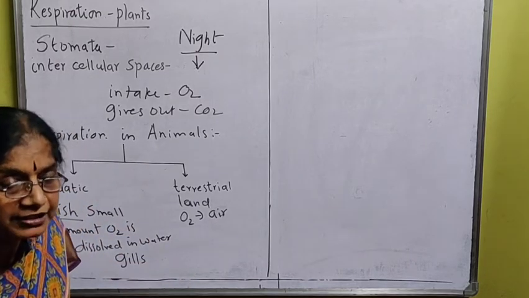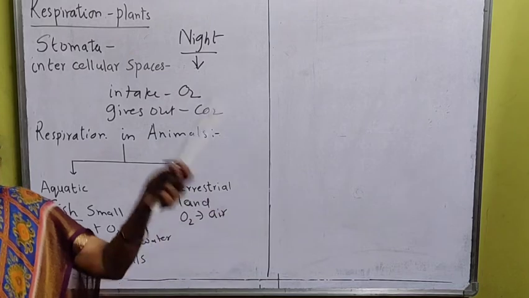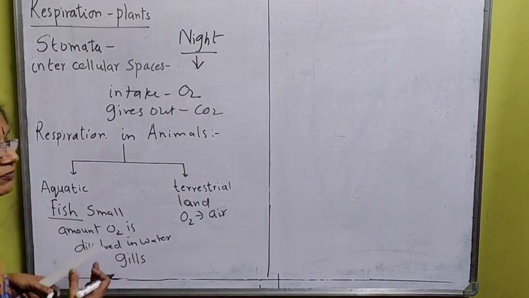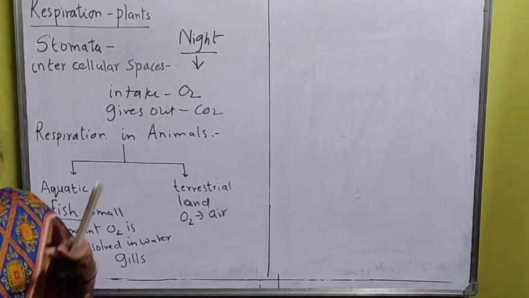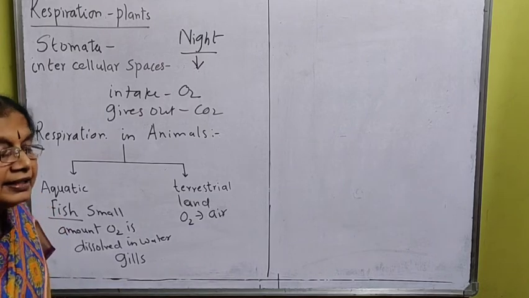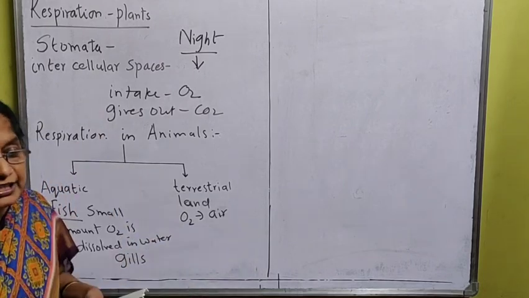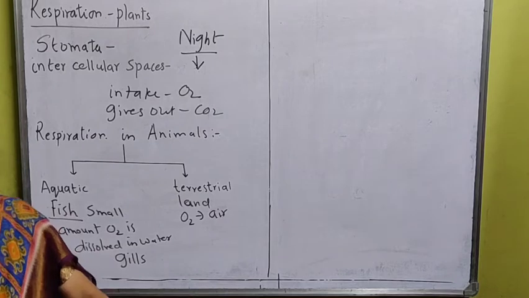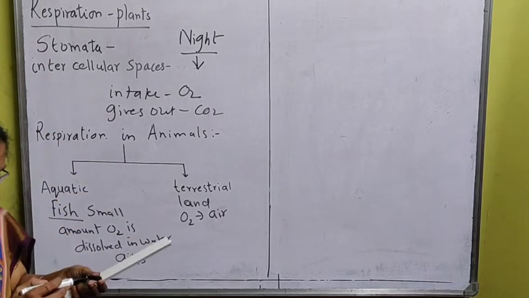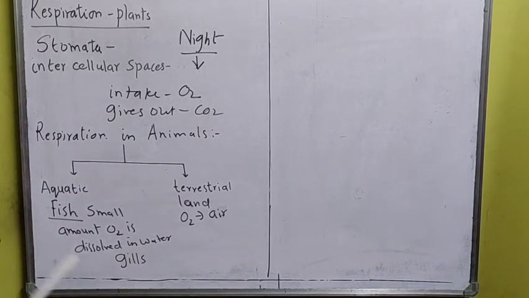From where do we get the oxygen? From the environment, or the aquatic animals should get the oxygen from the water. Only then can they take in the oxygen and give out the carbon dioxide, which we call respiration. So once again, let us see what happens in respiration in plants.